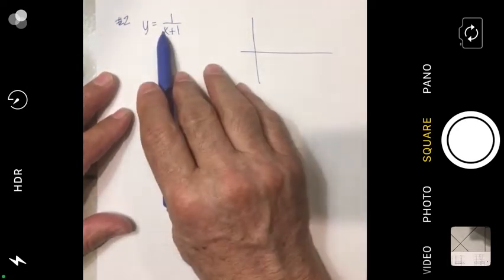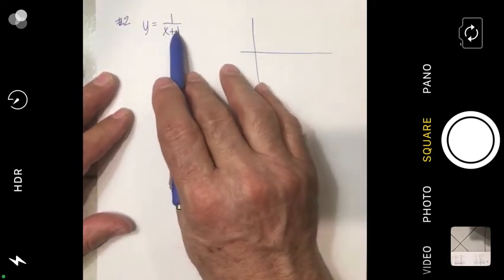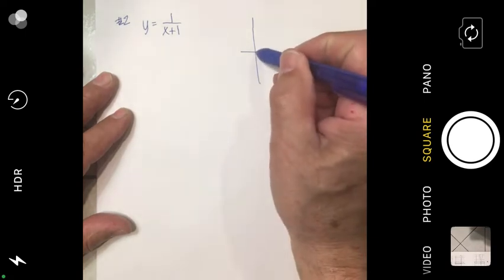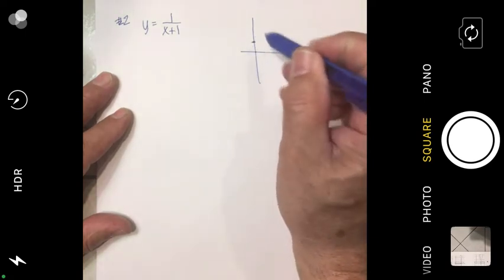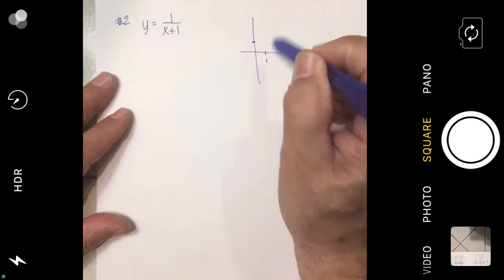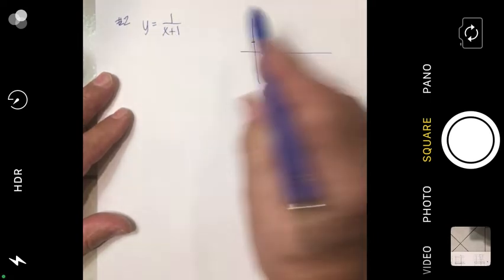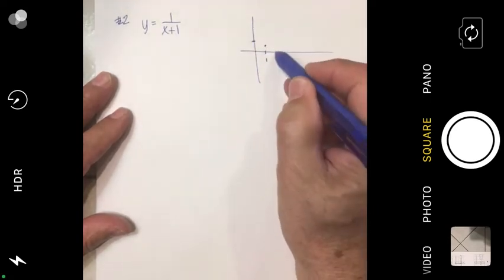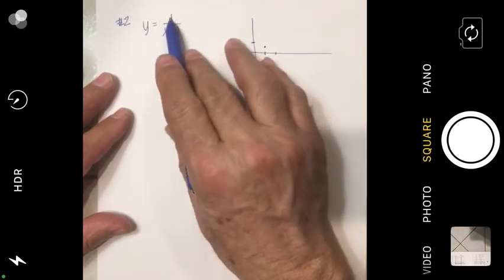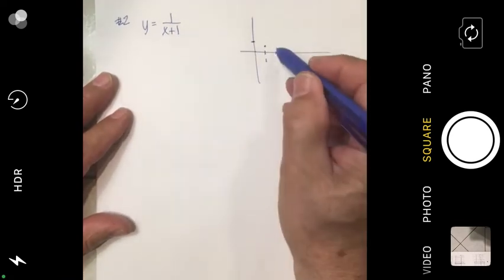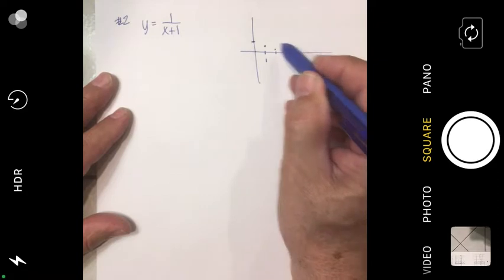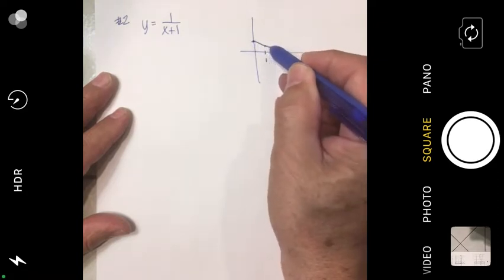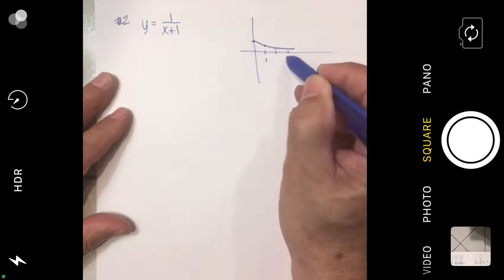If I put in 0, 1 over 0 plus 1 is 1. So if I put in 0, I get 1. If I put in 1, I get 1 over 2, which is a half. If I put in 2, I get 1 over 3, or 1/3, and then 1/4. And so I get a graph that goes like this.